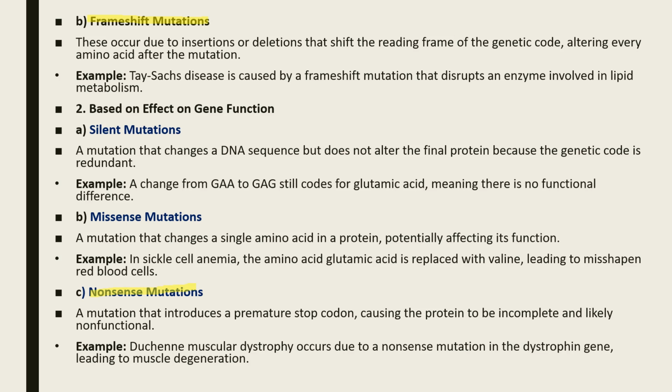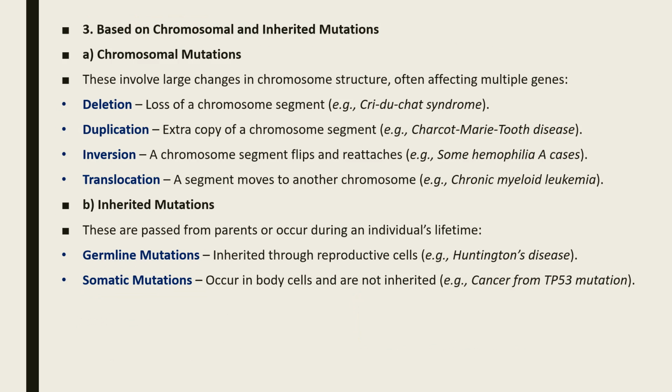A stop codon is a codon at which the gene stops completely, causing the protein to be incomplete and likely non-functional. For example, Duchenne muscular dystrophy occurs due to a nonsense mutation in the dystrophin gene, leading to muscle degeneration.